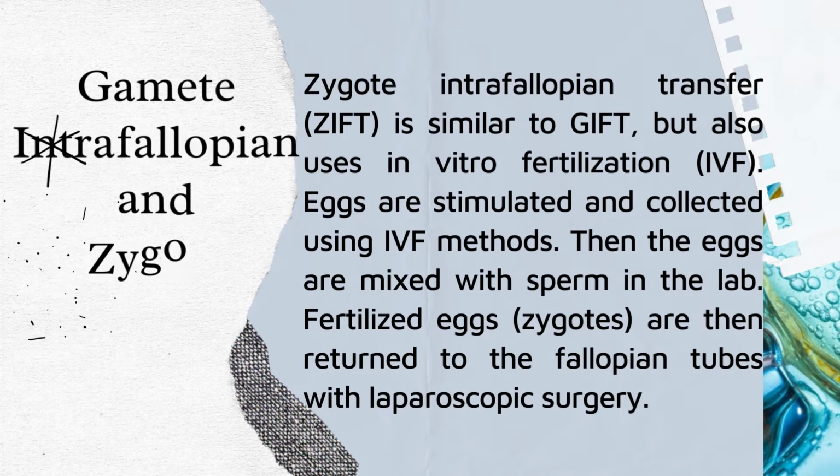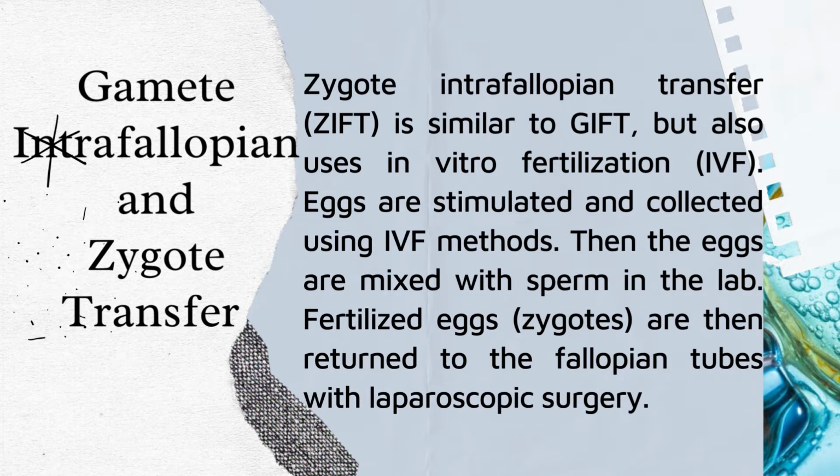Zygote intrafallopian transfer, ZIFT, is similar to GIFT, but also uses in vitro fertilization, IVF. Eggs are stimulated and collected using IVF methods. Then the eggs are mixed with sperm in the lab. Fertilized eggs, zygotes, are then returned to the fallopian tubes with laparoscopic surgery.